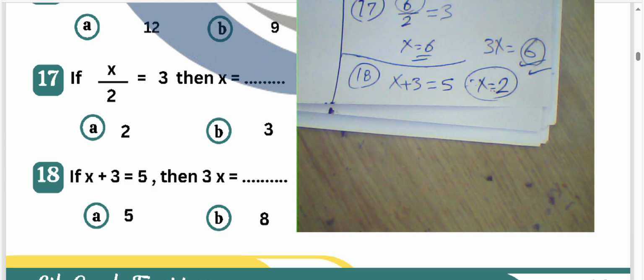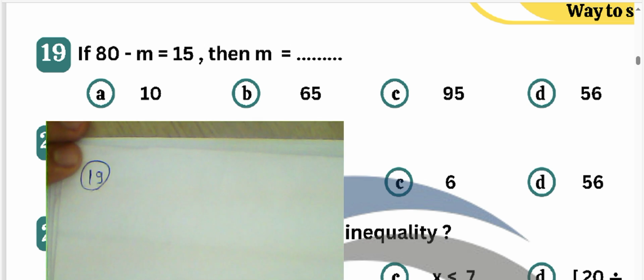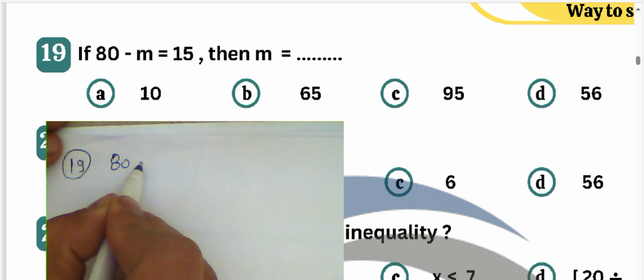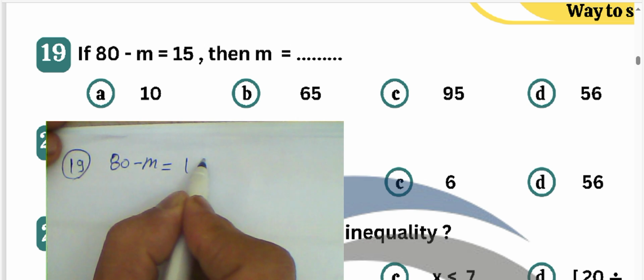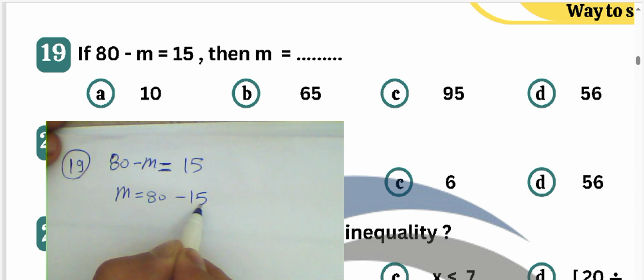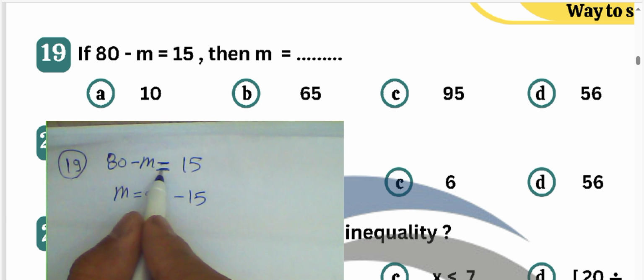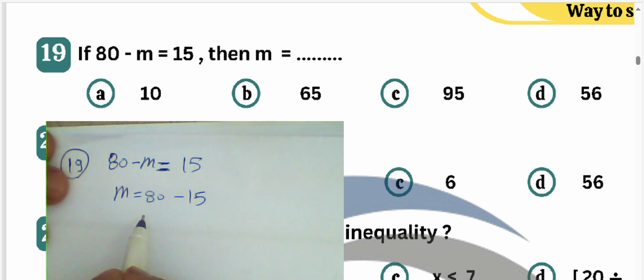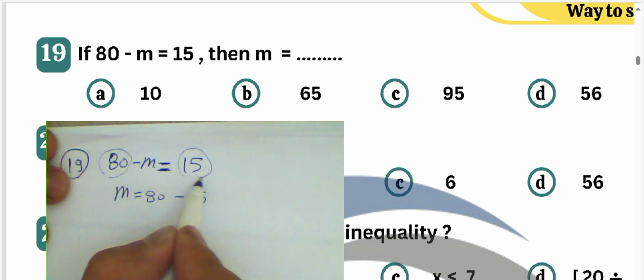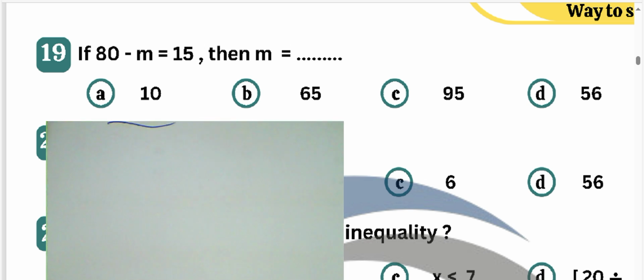Next question. Question number 19. If 80 subtracted by m equals 15, then the value of m here, we can write 80 subtracted by 15, because 80 here is the minuend and m is the subtrahend. To find the subtrahend, you must find the difference between the minuend and the difference. So we can find the difference. 10 minus 5 will be 5, and 7 minus 1 equals 6. Then the result will be 65.